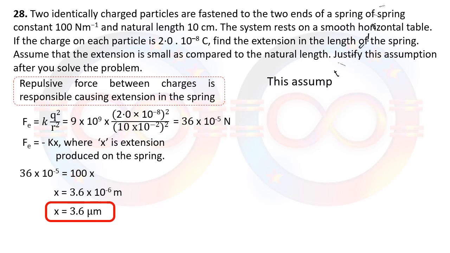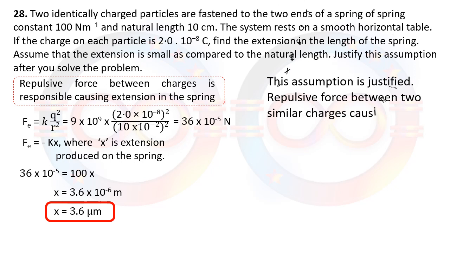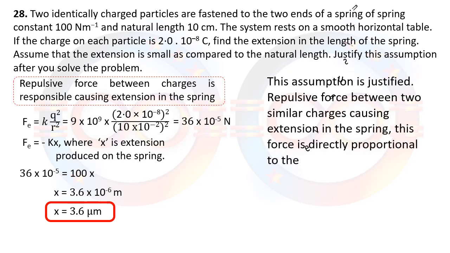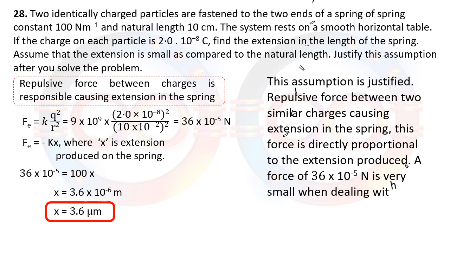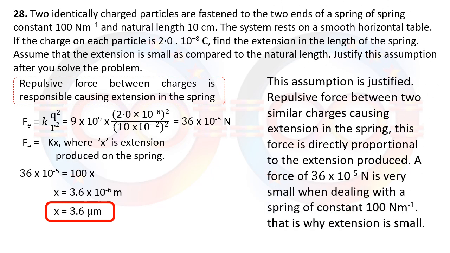It means you have to apply more force if you want to extend it by a larger amount. But the repulsive force is not as strong as to create a bigger amount of extension in the spring. So our assumption is justified, because the repulsive force between two similar charges here is quite small relative to how hard the spring is. It is not so soft because the spring constant is high, and that is the precise reason the small amount of electrostatic repulsive force is going to develop a small extension, that is in micrometer, and it is 3.6 micrometer.